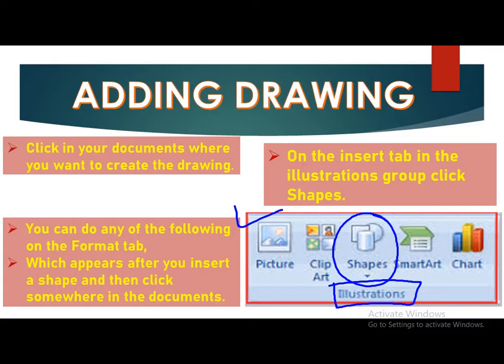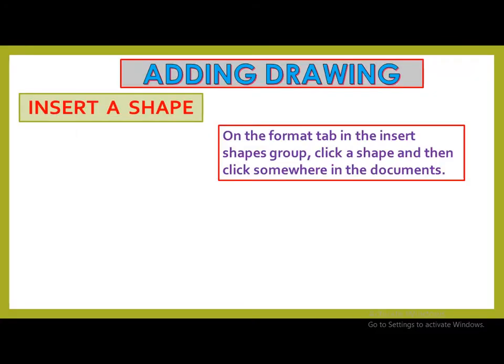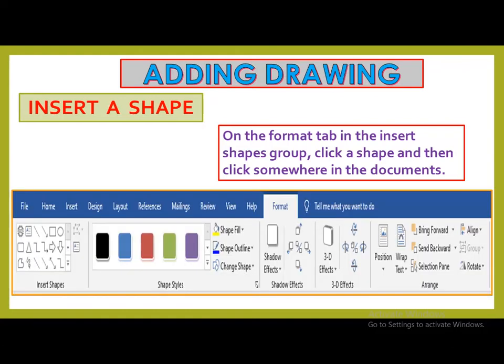Then you can do any one of the following on the Format tab, which appears after you insert a shape and then click somewhere in the document. Insert a shape. Let us know, children, how to insert a shape in a document. On the Format tab in the Insert Shapes group, click a shape and then click somewhere in the document. To insert a shape in your document, go on the Format tab in the Insert group.